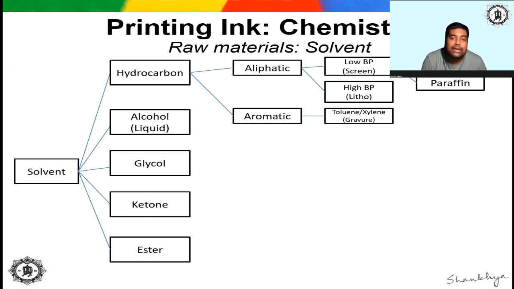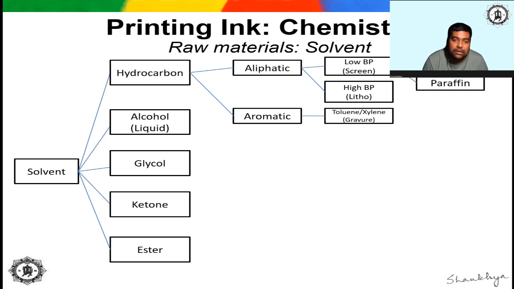So we will see why these types of hydrocarbons, I mean aliphatic hydrocarbons, are used. The volatile types of aliphatic hydrocarbons are used for screen printing ink making, because they are used for printing on non-absorbent surfaces like plastic. That is why they dry with the help of evaporation. Okay, right. Next, the other type of solvent is alcohol.